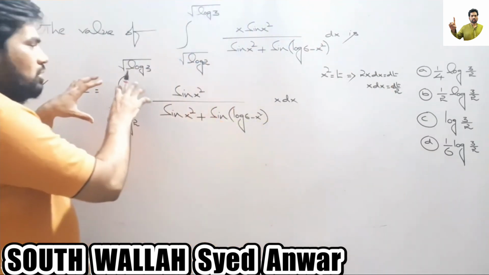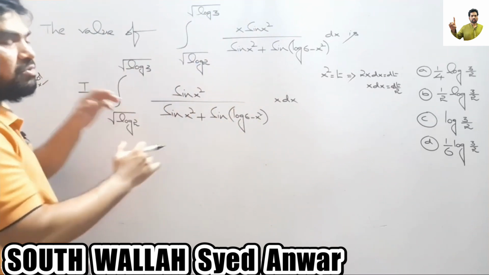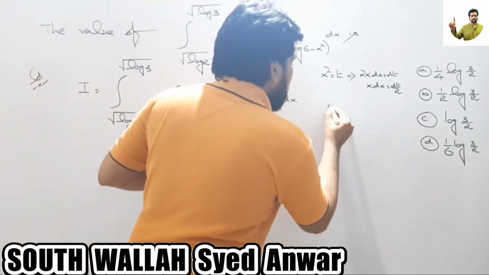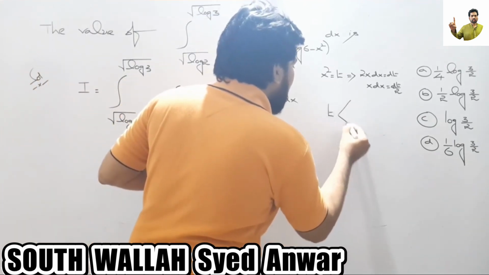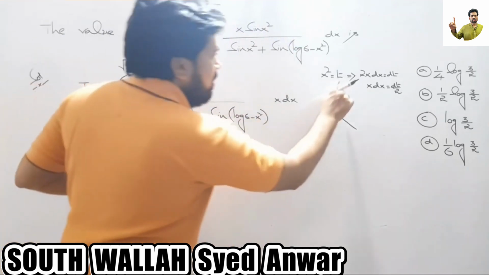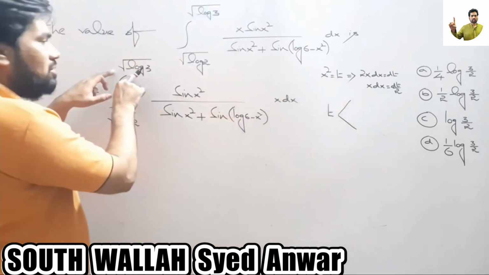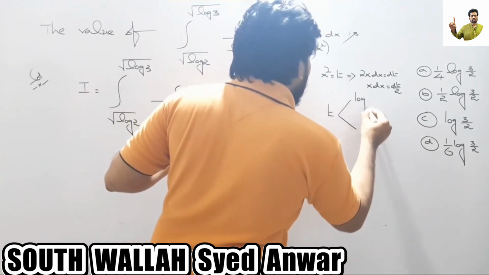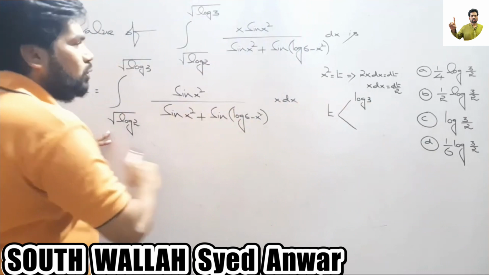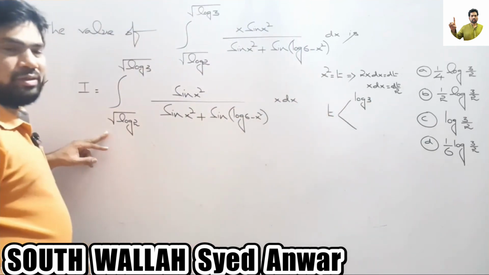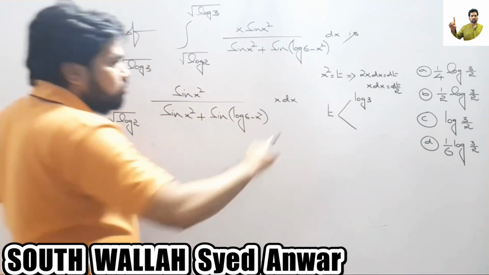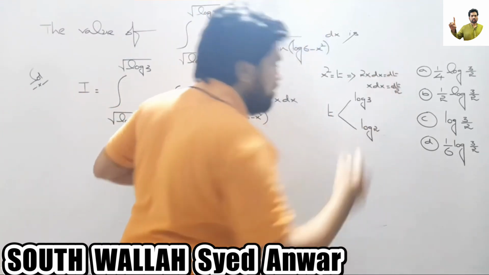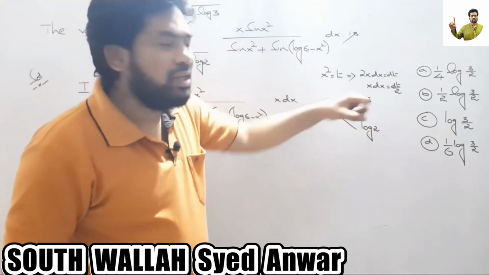Now, these are the limits of x. We need to find the limits of t here. So, t is equal to, we'll see the upper limit and lower limit. In place of x, substitute the upper limit. So, the upper limit is going to be log 3. Next, to get the lower limit, substitute root of log 2 in place of x. That means I have got log 2 as the lower limit here. So, these are the limits of t.